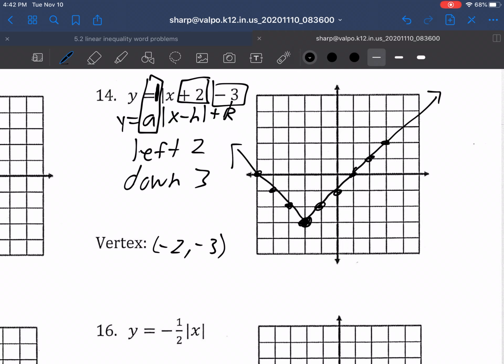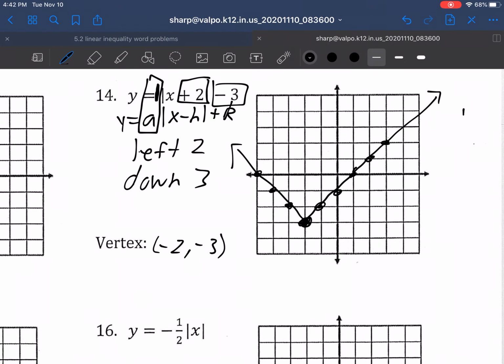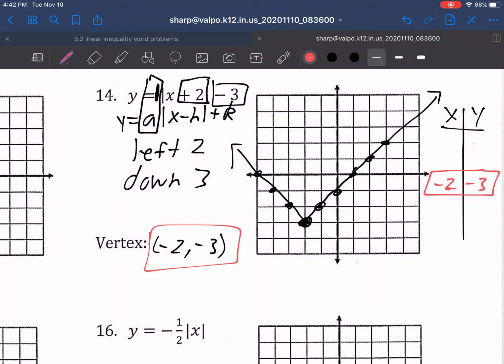Now, if you don't like that and you need the table for reassurance, you could make one, don't forget. So you would just come over here and pick some X's, find out the Y's, but the key is this vertex has to go negative 2, negative 3, right in the middle. Has to go in the middle. And then you can build around it, right? I could choose like negative 3, negative 4, some of those negative 5, negative 6, so on and so forth.